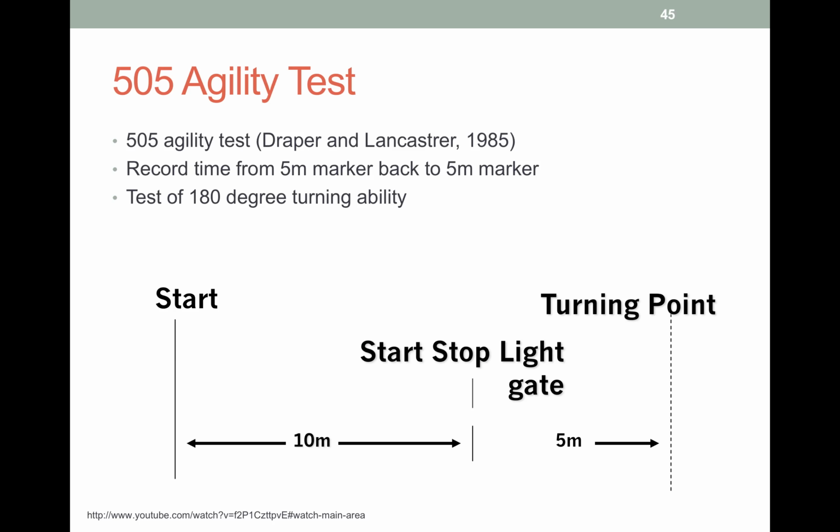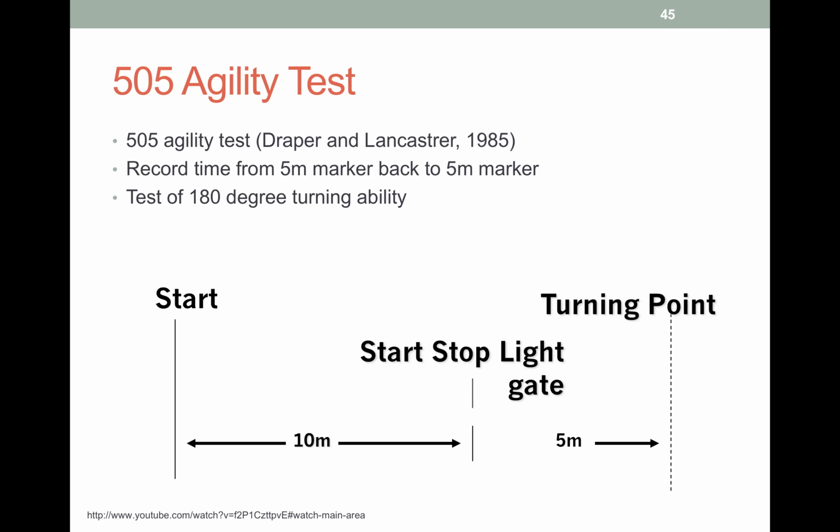Another example is the 505 agility test. So in this case, you record the time from 5 meter marker back to the 5 meter marker. So you start in the very center here, as you can see. Oh, sorry, at the very edge. There's a start-stop light, and you come back, you turn, and you come back to the middle again. So this really has a sharper turn involved. So it's a 180-degree turn, and this is a slightly more complex angle than the previous example we saw in the Illinois agility test.